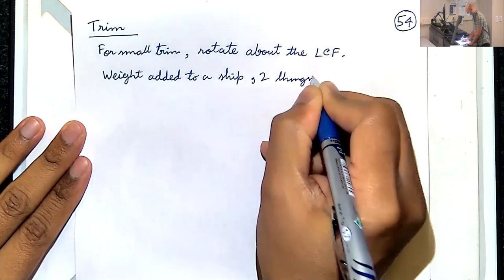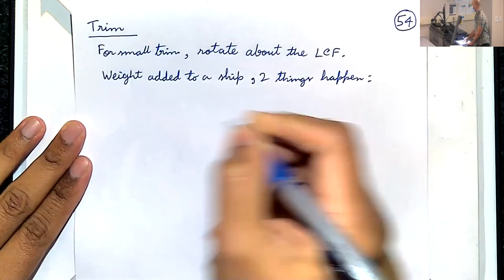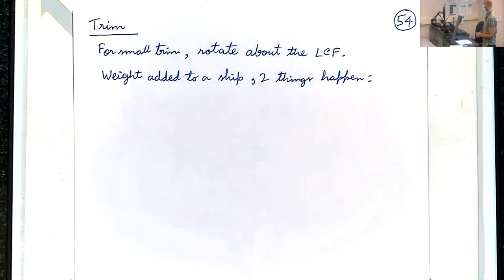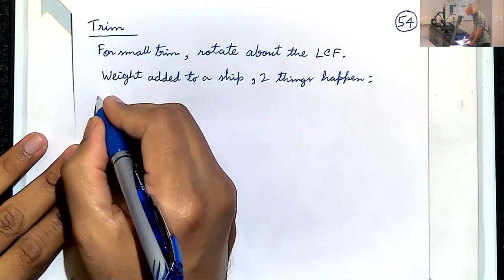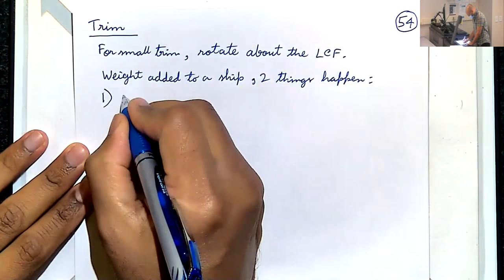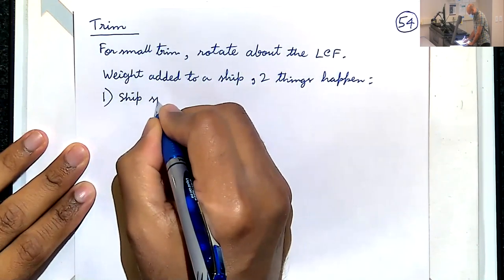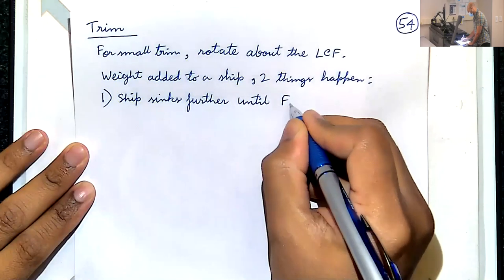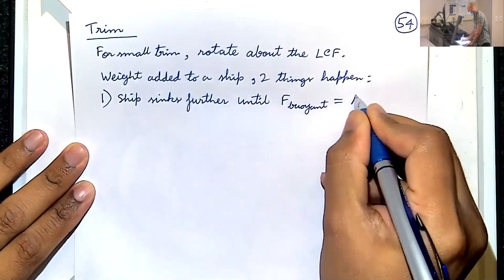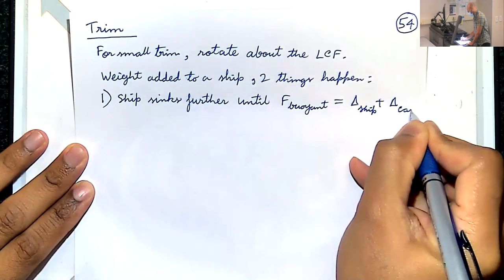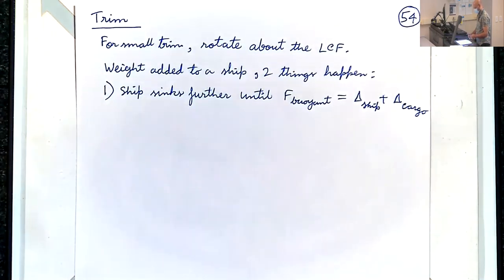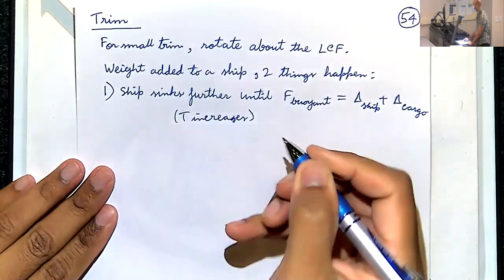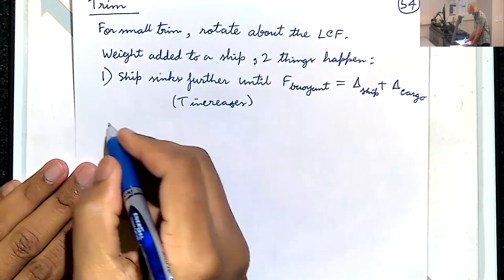So if a weight is added to a ship, we get two things that happen. And we're talking about the trim. I mean, we've already seen you can heel if you put too much weight on one side. You start to have a non-zero heel angle. So weight added to a ship, two things will happen. The first is the ship sinks further until the buoyant force is equal to delta ship plus delta cargo. Okay. So basically draft will increase.